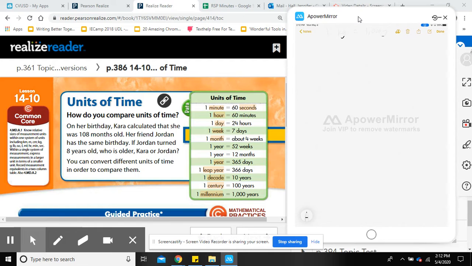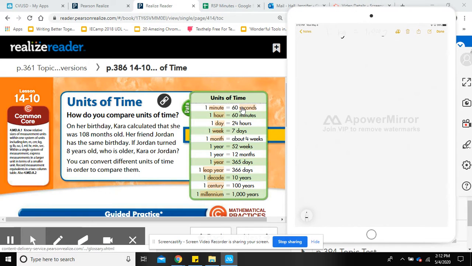And this one is units of time. And time is something that we're a lot more familiar with than customary units and metric units. So hopefully this comes a little bit easier to you. We're still going to use the same type of methods as we have been with converting. Let's go ahead and jump right in.